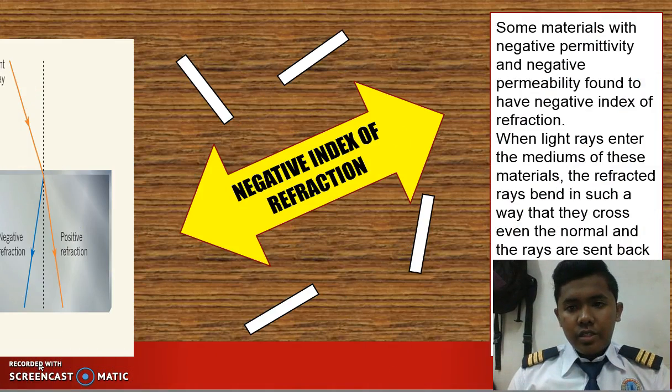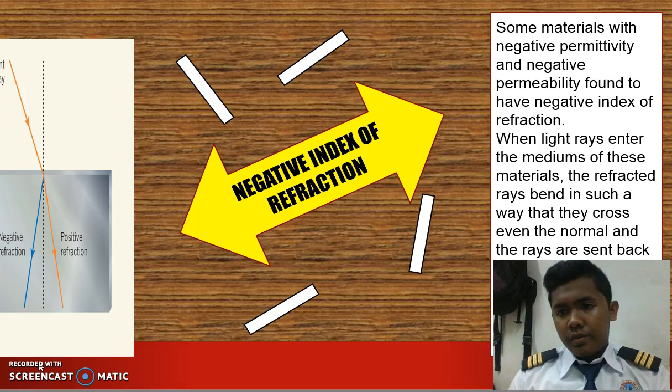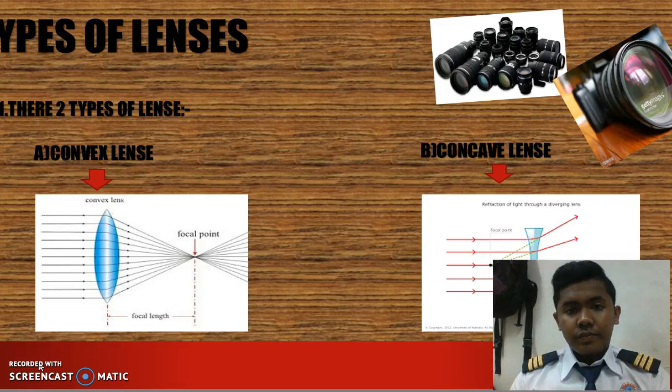Negative index of refraction. Some materials with negative permittivity and negative permeability are found to have a negative index of refraction. When a light ray enters the medium of this material, the refracted ray bends in such a way that it crosses over the normal and the rays are sent back in the same direction, in a different medium though. This type of refraction is called negative refraction.